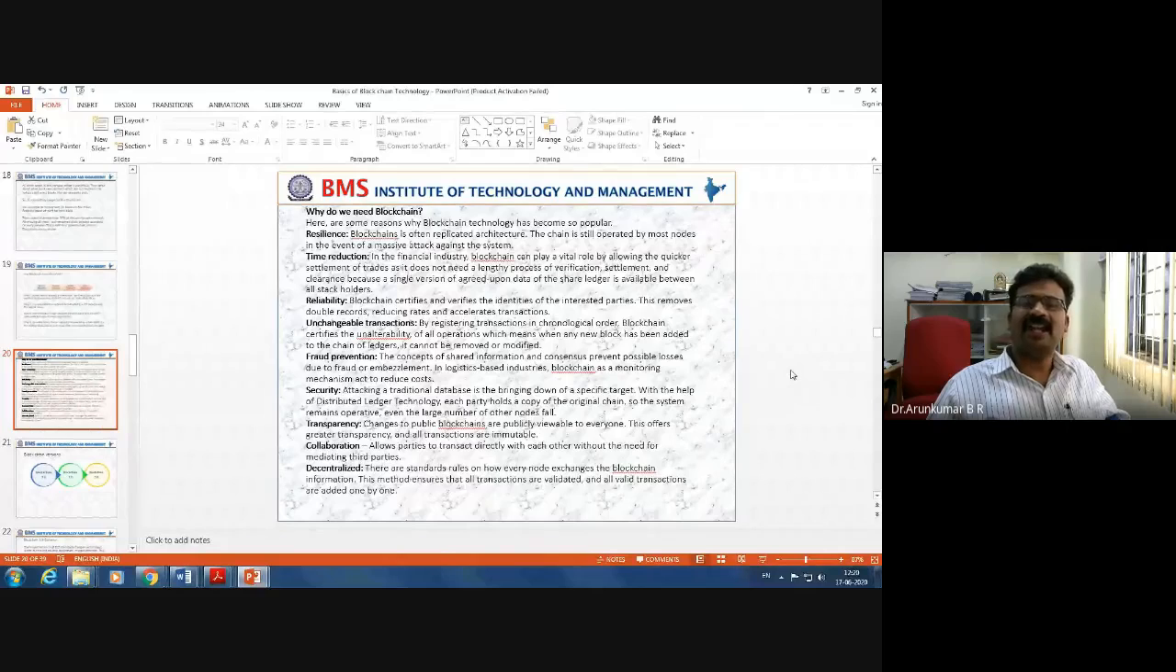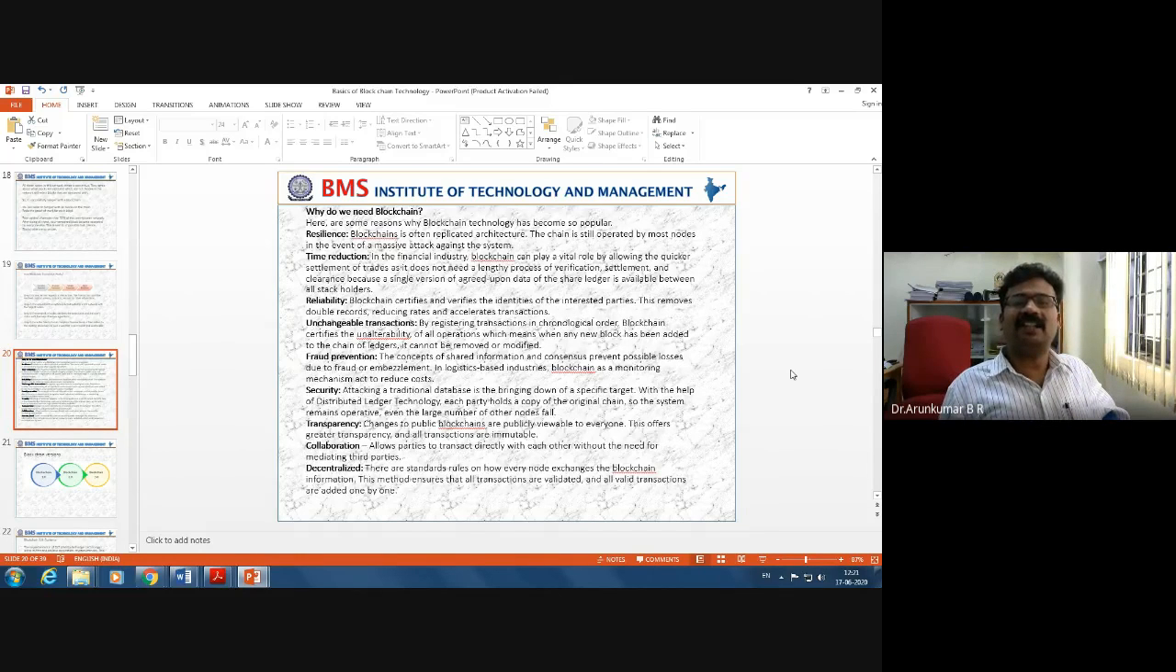Time reduction: in the financial industry, blockchain can play a vital role by allowing quicker settlement of trade assets. Verification is actually a lengthy process, and in such cases verification, settlement and clearance take a longer period of time. Once you have this type of process in place, we can assume that the records are not changed at any point of time, and a single version of the agreed-upon data of the shared ledger is available between all stakeholders. Everybody will have the same record. That way, time reduction happens during the settlement of some bills.